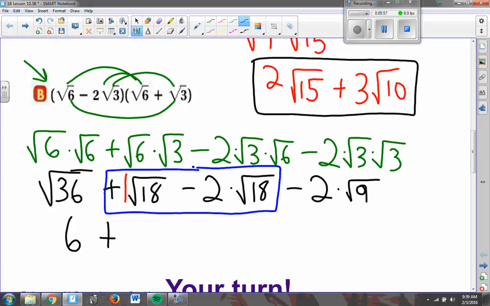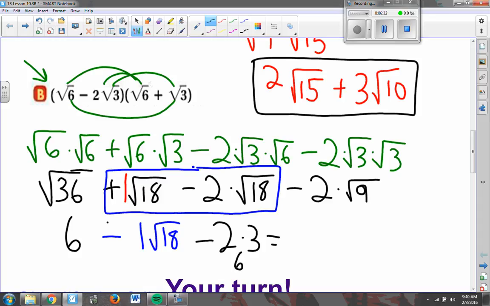1 square root of 18 minus 2 square roots of 18, I actually end up with 1 minus 2 being a negative 1 square root of 18, or just a negative square root of 18. And then at the end, 2 times the square root of 9 is a minus 2 times 3. Okay, so I'm going to finally simplify this by saying 2 times 3, that's really 6.